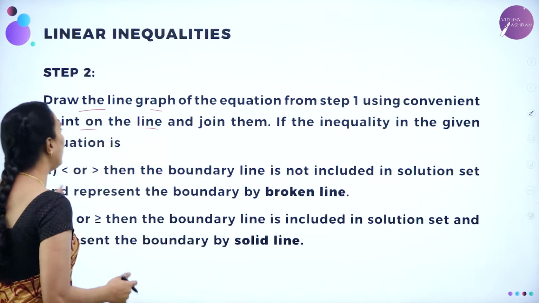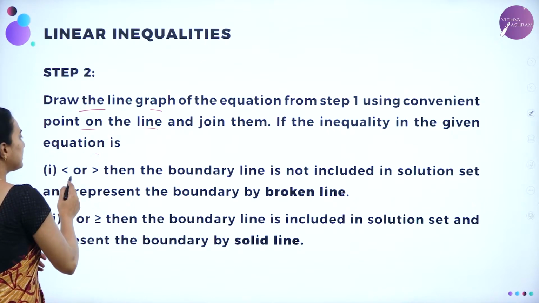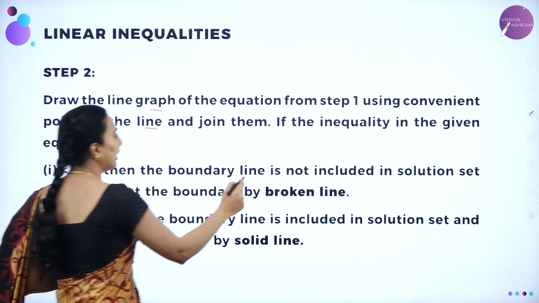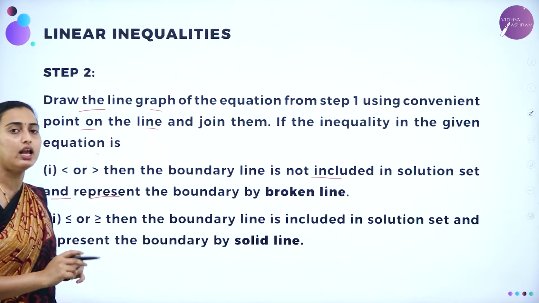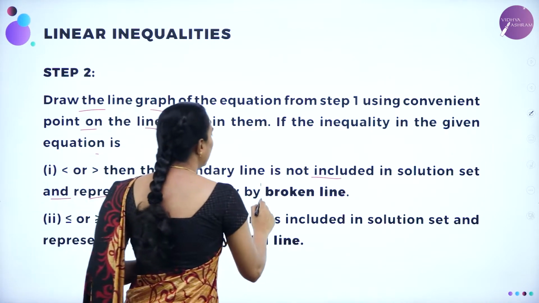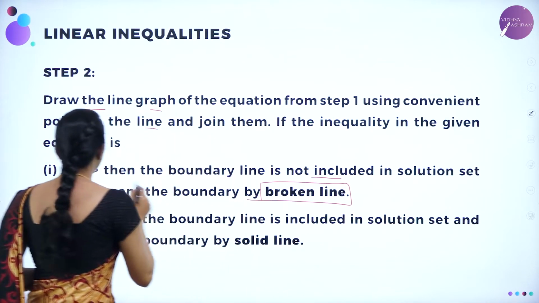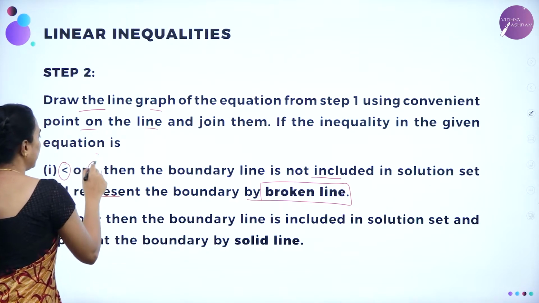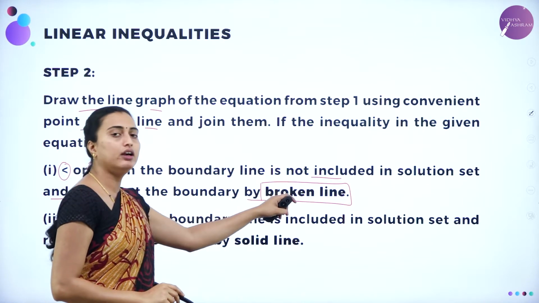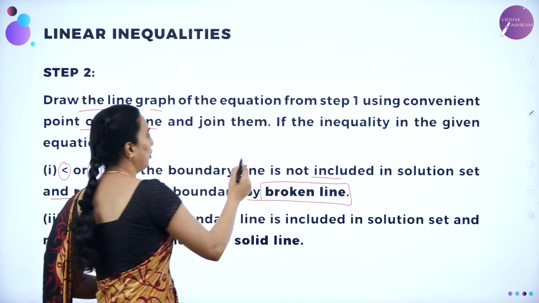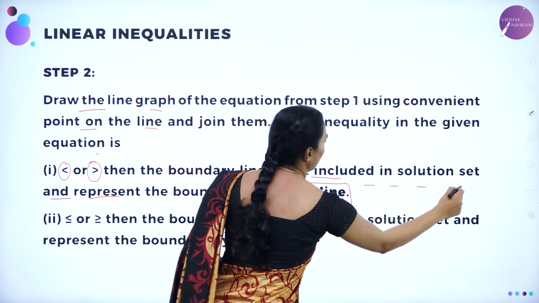And then if the inequality is given as lesser than or greater than, then the boundary line is not included in the solution set and you represent the boundary with a broken line. So here, if the boundary line is given in the form of greater than or lesser than, it will be written in the form of a broken line. The broken line will be like this. This is called a broken line.